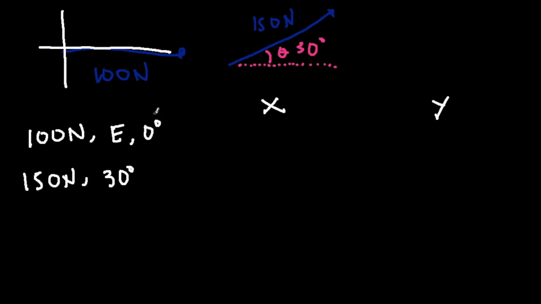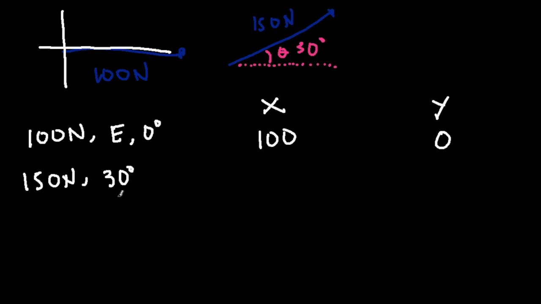If we want to get the x component of this one, it's actually 100 because cosine 0 is 1 and 100 times 1 is just 100. If we want to get the y component of this vector, we will have 0 because sine 0 is 0 and 100 times 0 is just 0. Let's go to the second vector.